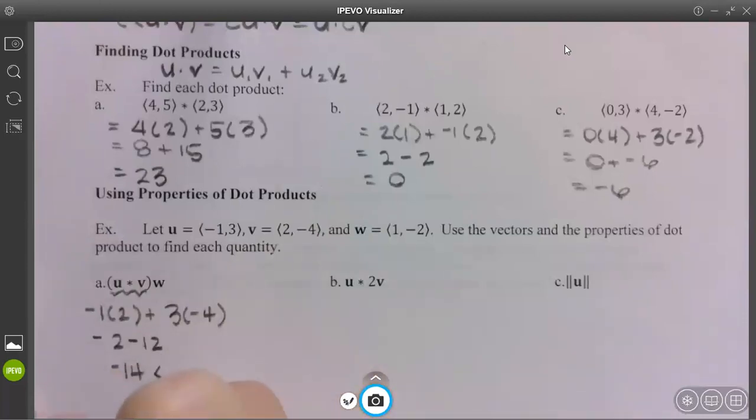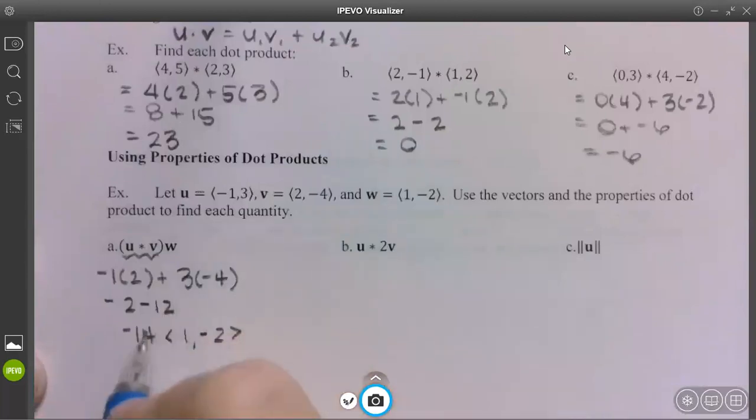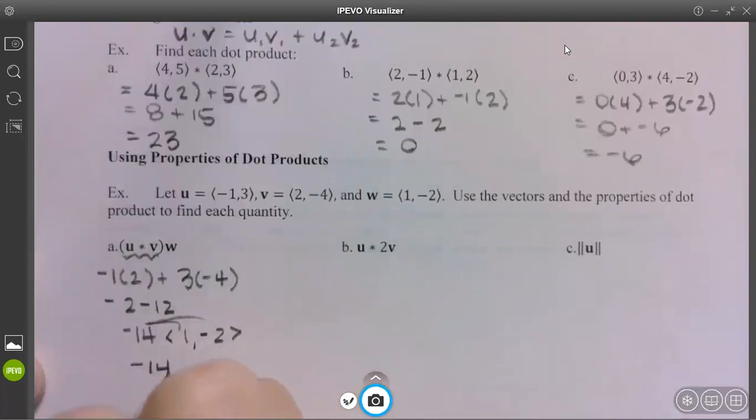And then you're going to multiply that by your W. And remember, when we multiply from the last section, we're just going to distribute that in. So negative 14 times 1 is negative 14. Negative 14 times 2 is 28.